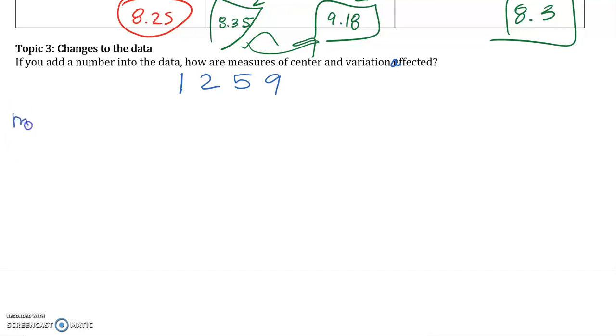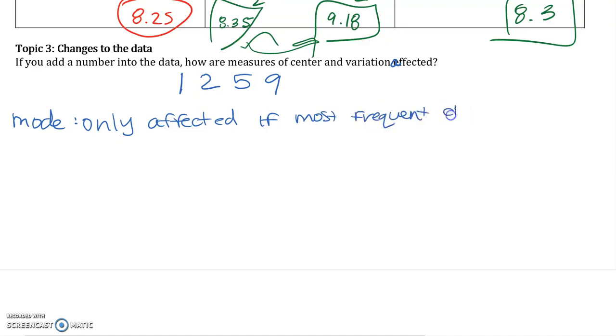You're going to be asked what happens when you add in a number. So if I add in any number in here, it might not affect the mode. It only affects the mode if the most frequent number changes. So if I add in a 7, that's not going to make a difference. But if I add in a 5, the mode has now changed.